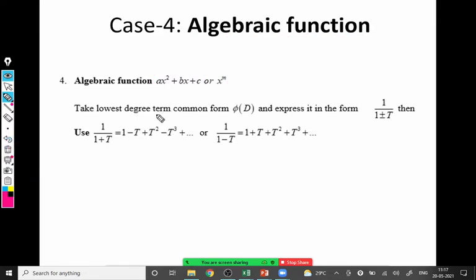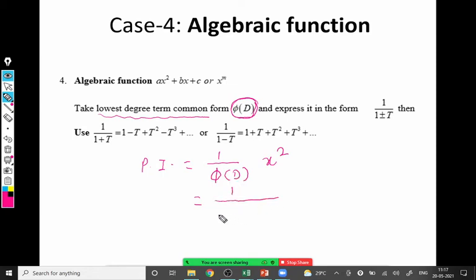So whenever we have an algebraic function, what we have to do is take the lowest degree term as common from the function of d. This way, PI is equal to 1 upon phi d of, suppose, x square is there. So take the lowest degree term common from this function of d. Suppose that lowest degree term is some constant. In this case, suppose the constant term is the lowest degree term, because the lowest degree term can be a constant of degree 0. Then the bracket can be converted either into 1 plus t form or 1 minus t form. We'll come to that, how it is converted into this form.